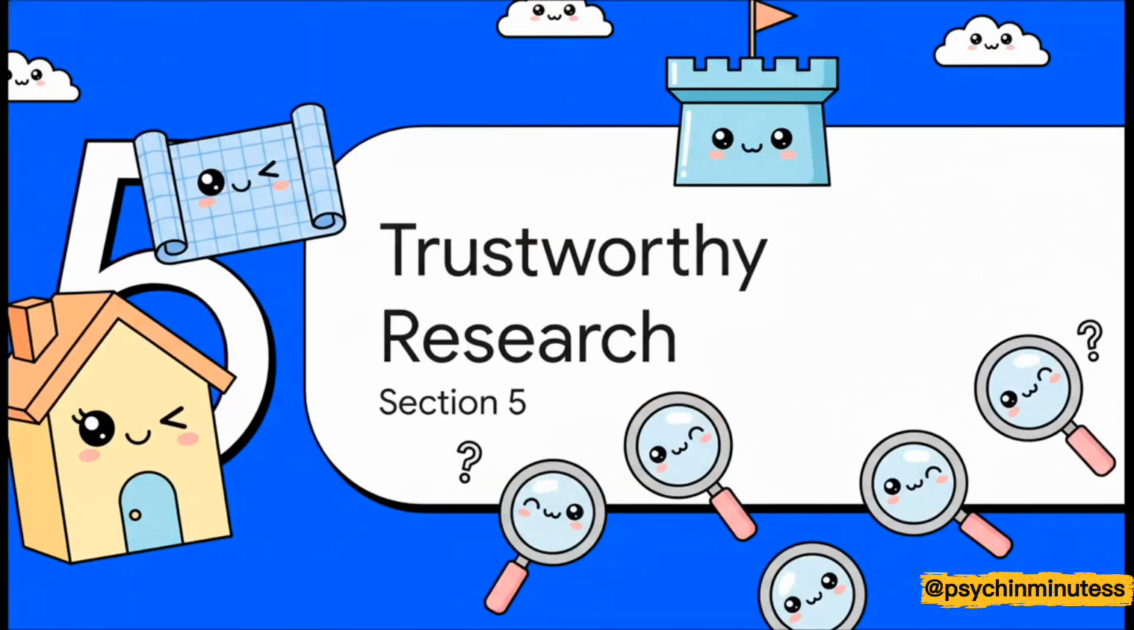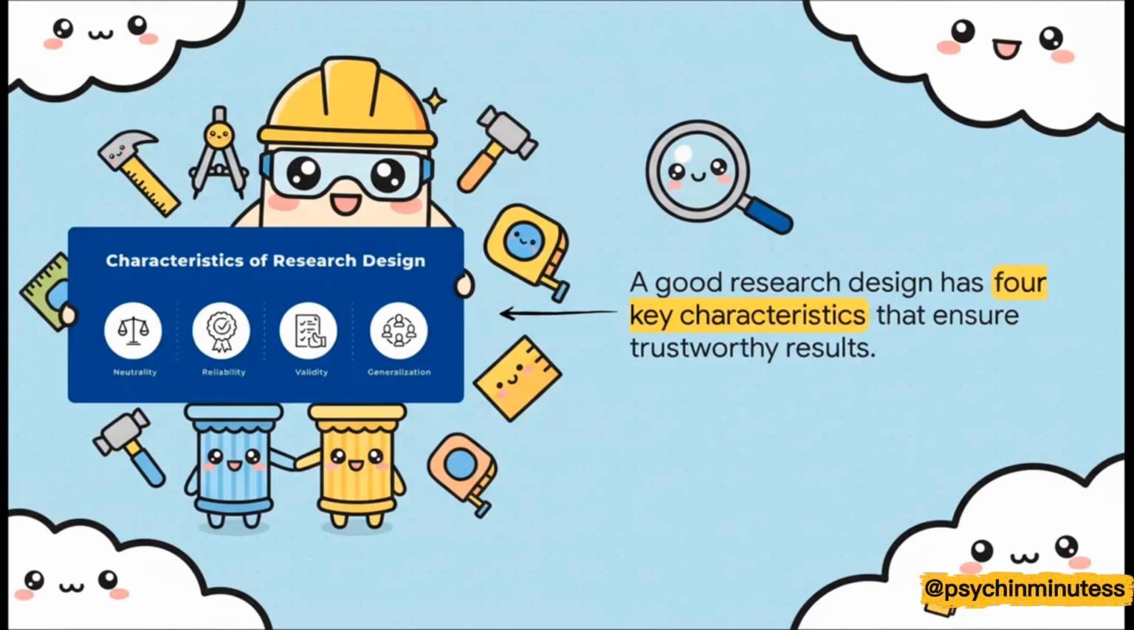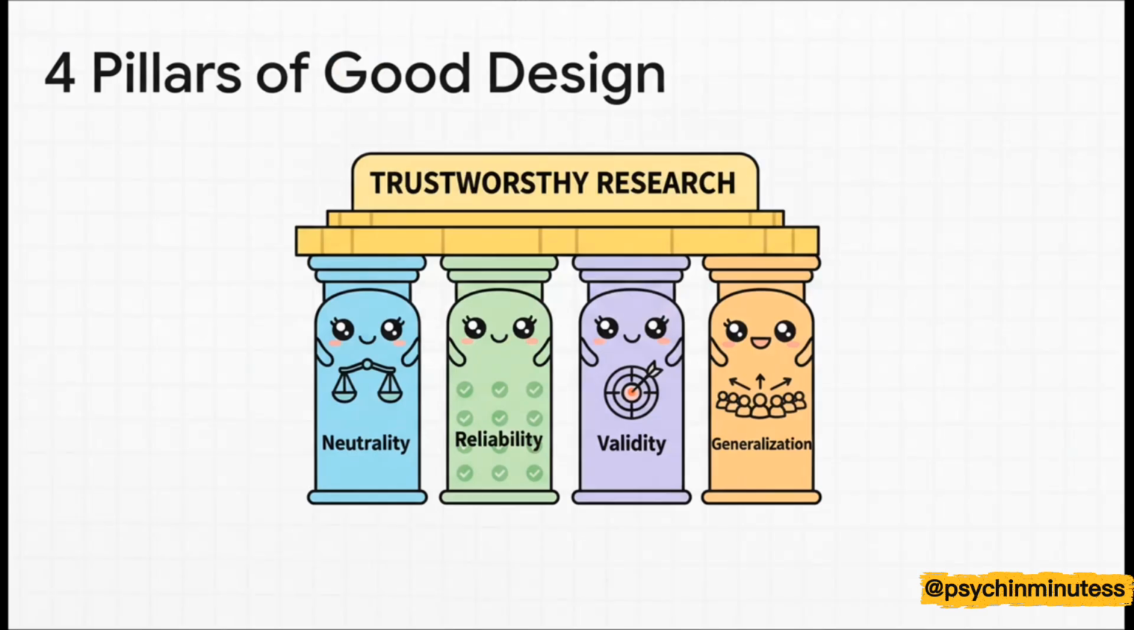Okay, so let's say we've picked our blueprint, we've done the work, and we've built our little house of knowledge. But is it a sturdy house? How do we know if the whole structure is sound? In other words, what makes research trustworthy? Well, it all comes back to the quality of that original blueprint. See, a really good, trustworthy research design stands on four key pillars. These are the things that make the final results believable. So what are these four pillars?